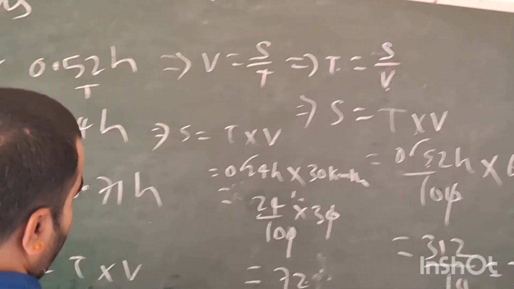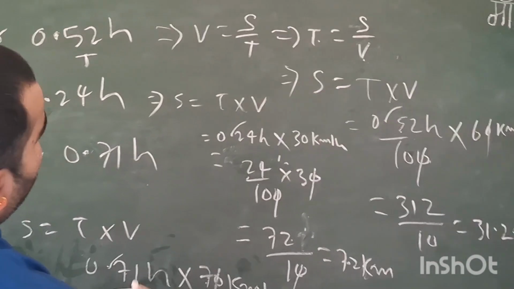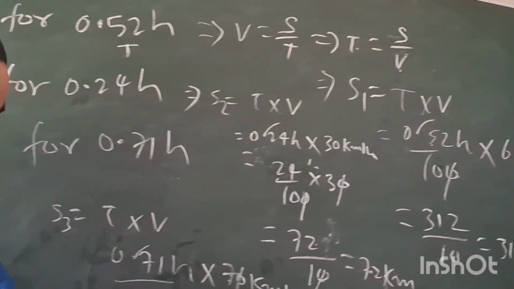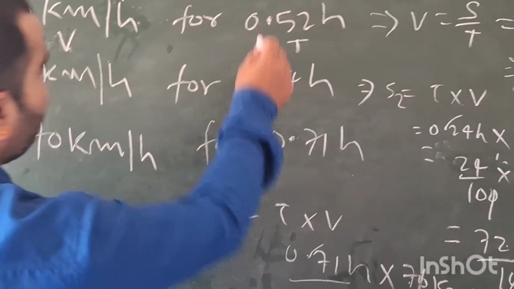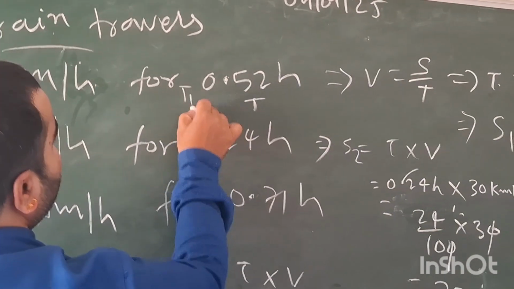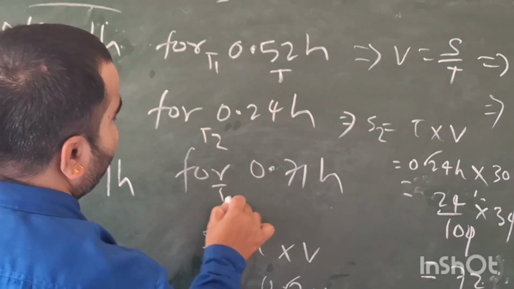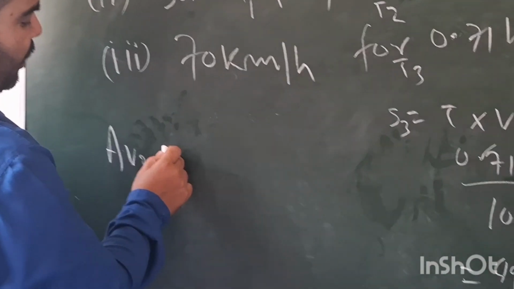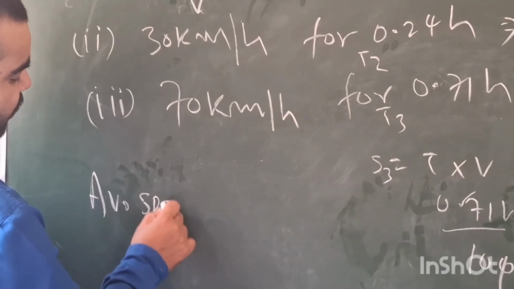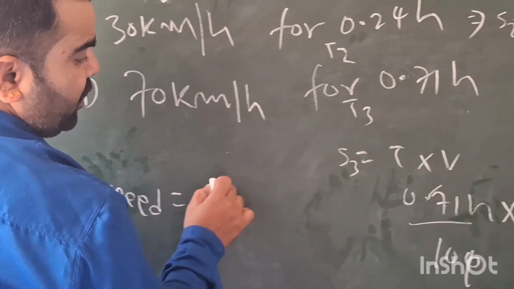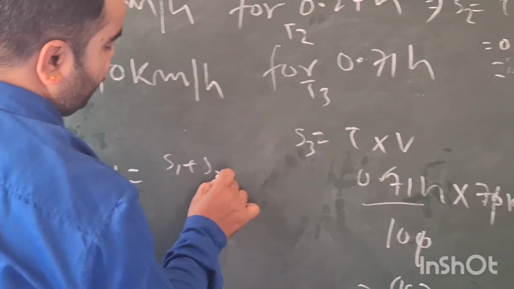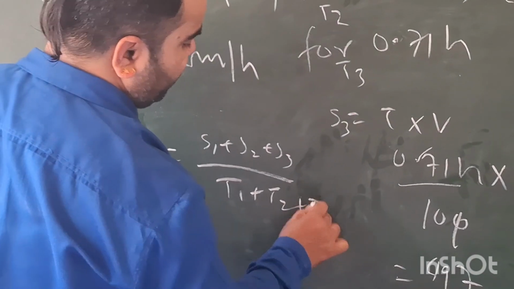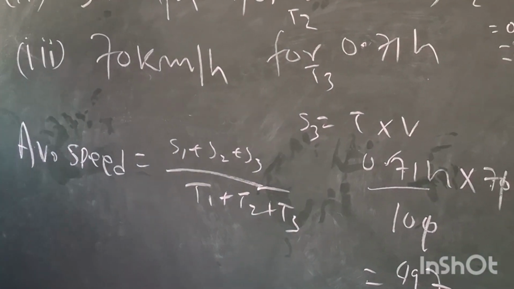Now sum up all of it. Let this be S1, S2, S3 and the times T1, T2, T3. Now average speed is equal to S1 plus S2 plus S3 divided by T1 plus T2 plus T3. Is that so?